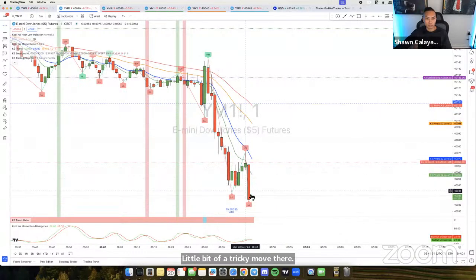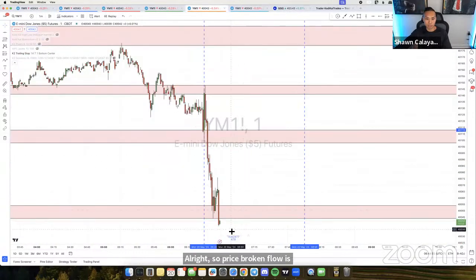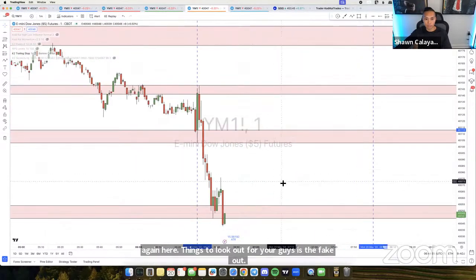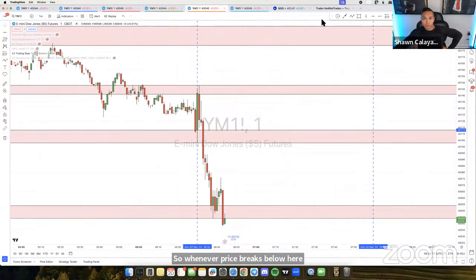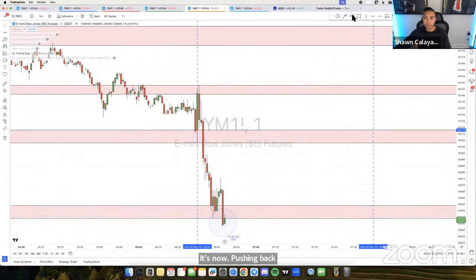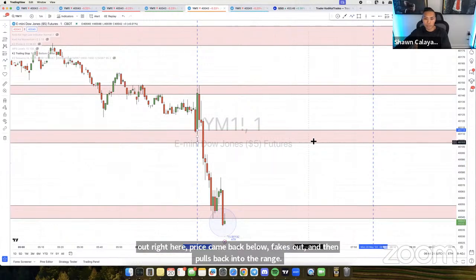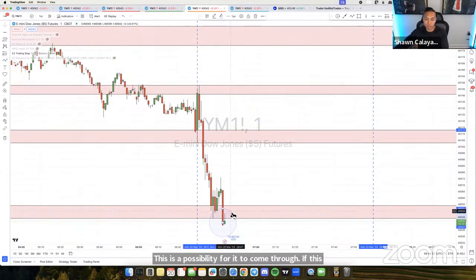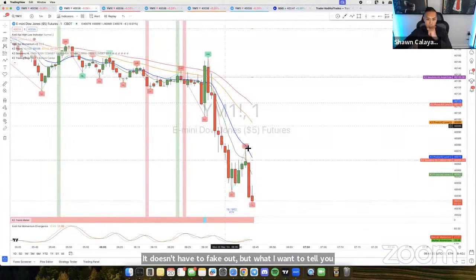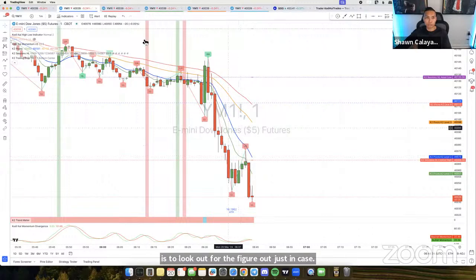All right, so price broke and closed past the support level again here. The thing to look out for here, guys, is the fake out. Whenever price breaks below here, look out for the fake out. You can see how price broke below this point. It's now pushing back up. Look for the possible fake out right here, where price came back below, fakes out, and then pulls back into the range. This is a possibility. If this doesn't happen, price can continue dropping as well. It doesn't have to fake out, but what I want to tell you is to look out for the fake out just in case. The PRB is currently running right now as well.